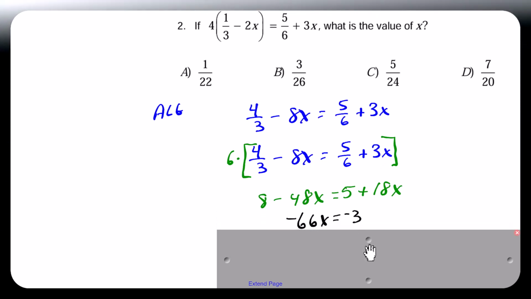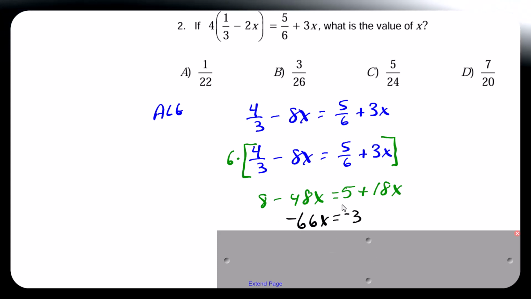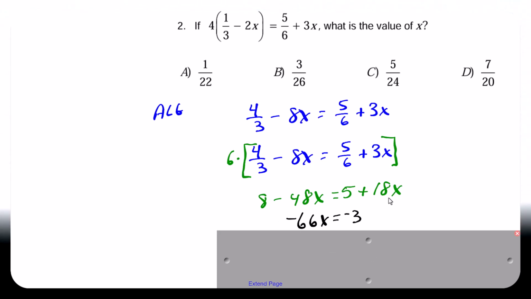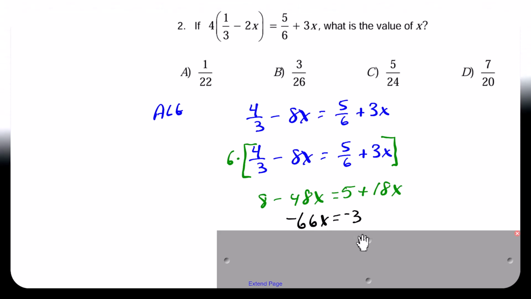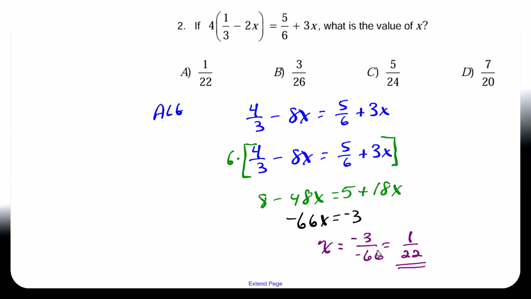I then subtracted 8 from each side to get the negative 3, and subtracted 18x from each side to get negative 66, and then divided each term by negative 66, and got 1 over 22, which is A.